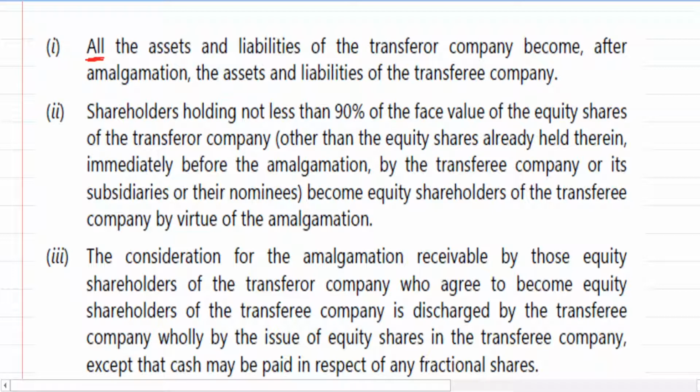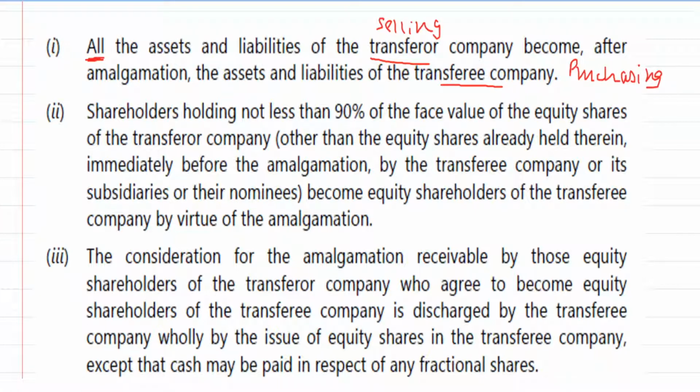See, transferor company and this is transferee company. Transferor company will be understood as the selling company. Transferee will be understood as the purchasing company. So what they are suggesting is all the assets and all the liabilities of the selling company will be taken over by the purchasing company. You get it? So visualize the asset side of a balance sheet. You are having fixed assets, you are having current assets. Even in fixed assets, you will have tangible assets, intangible assets. Everything will be taken over by the purchasing company. Okay, every asset will be taken over by the purchasing company.